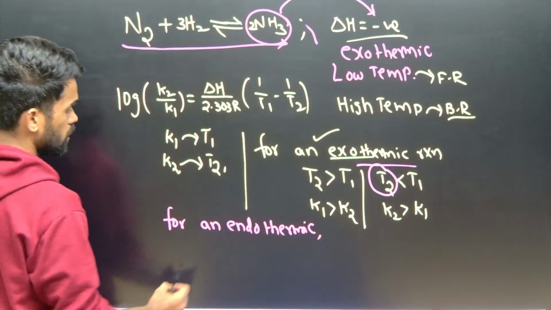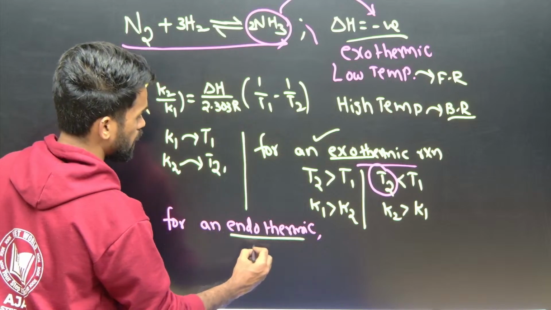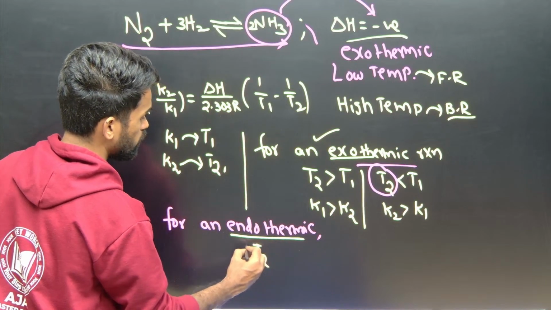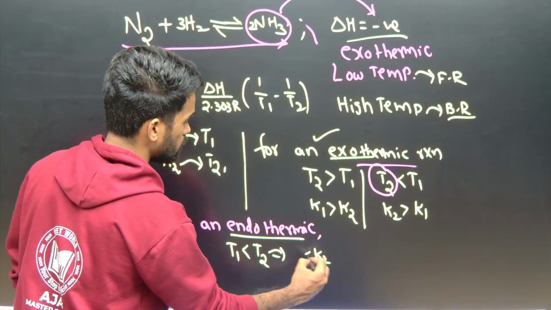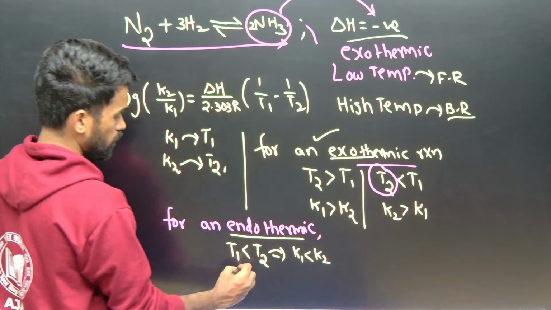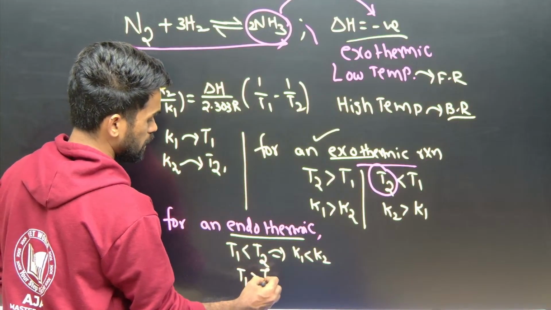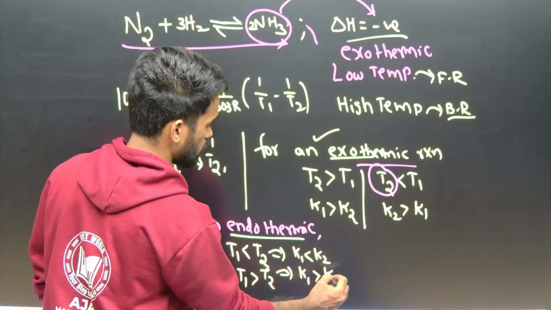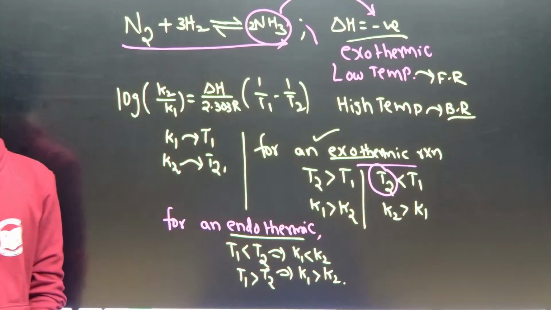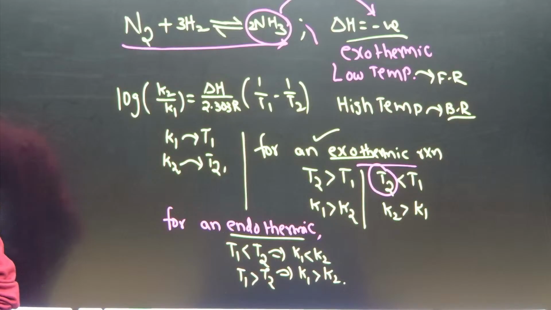endothermic reaction. See, endothermic reactions are favored by high temperatures. It means if T2 is greater than T1, then what happens? K2 will be greater than K1, that's it. Okay, but if it is in the reverse manner, T1 is greater than T2, then K1 will be greater than K2. Okay, these are the things you should remember.